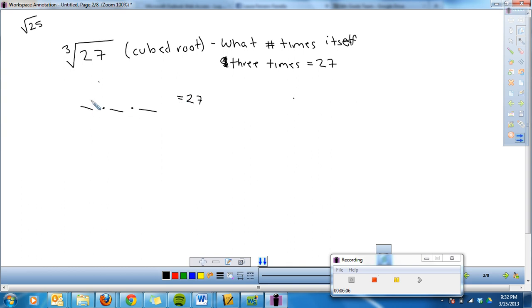Now this takes a little bit of thinking, but I know that if I multiply 3 times 3, I get 9. If I multiply 9 by 3, I get 27. So I know that 3 times 3 times 3 gives us 27.